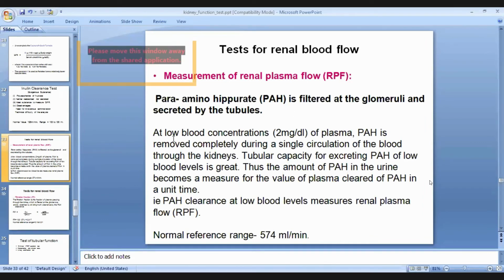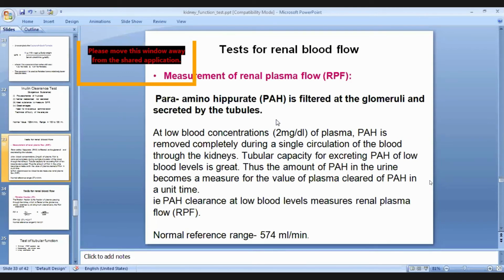Okay. So how about this interpretation? At a low blood concentration, 2 mg per dl of plasma, para-aminohippurate is completely removed in a single circulation of blood through the kidney, by tubular secretion. The amount of PAH in the urine becomes the measure for the value of plasma clearance of PAH in unit time. The normal reference is 574 ml per minute, meaning the amount of blood flowing towards the kidney in 1 minute is 574 ml per minute.